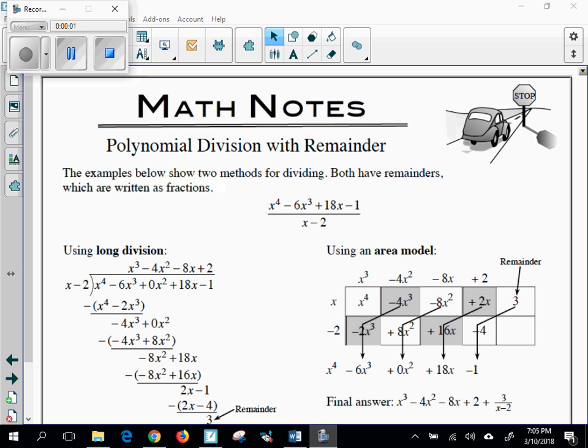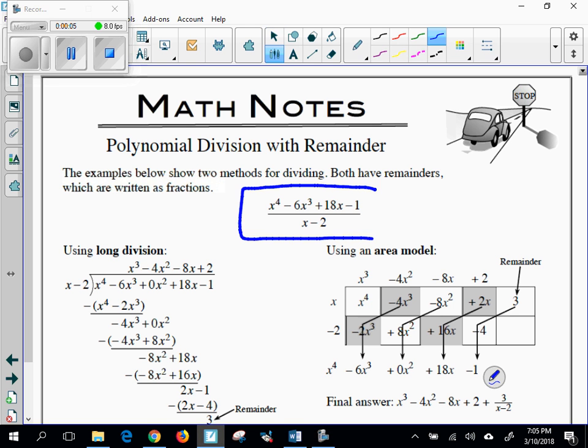Okay, sometimes when you're trying to do division with rational expressions, the numbers aren't going to come out even. Like that top number is not going to be very factorable, so you can't factor and cancel.